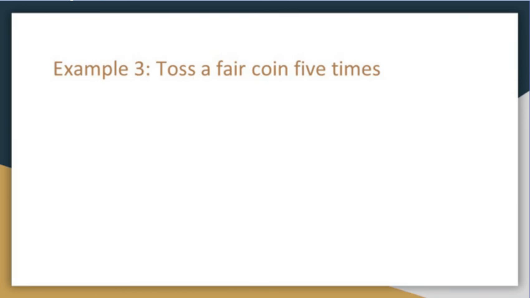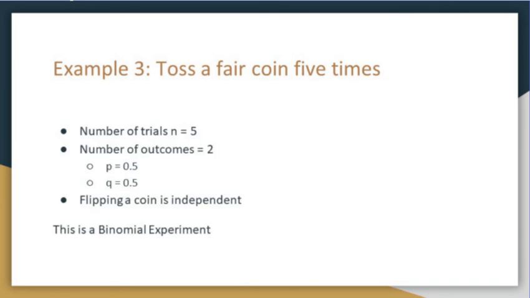All right, example number 3. We're going to toss a fair coin 5 times, and we'll say that heads is a success. So this is a binomial experiment, and then we just need to figure out what N, P, and Q would be equal to. Since we're going to toss it 5 times, my number of trials, or N, would be 5. I still have 2 outcomes, heads or tails, and the probability of each of those is 0.5.